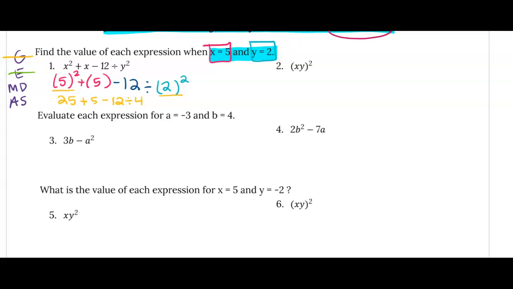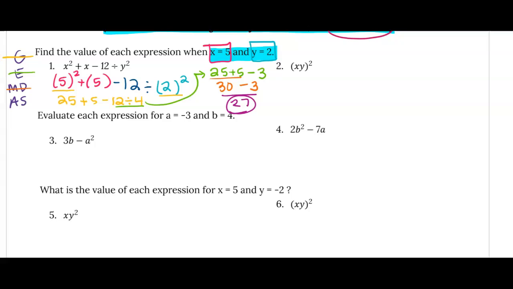Jumping to multiply and divide, I see that I have a division right here. So I'm going to do 12 divided by 4. I'm going to put that right up here. So 25 plus 5 minus 3. The next thing I look for is more multiplication and division. There is none. So then I'm going to add and subtract and see 25 plus 5 is 30, minus 3. And then finally, finishing up, 30 minus 3 is 27.